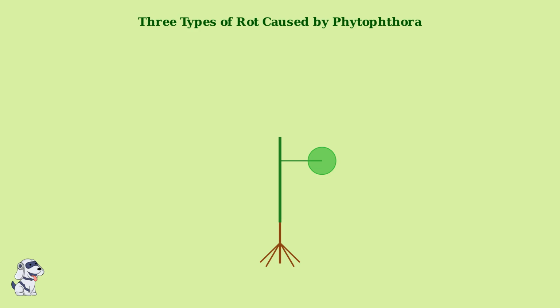Phytophthora can attack cucurbit plants in 3 different ways, causing root rot, stem rot, and fruit rot. Each type of rot has distinct symptoms and can severely damage or kill the plant. Root rot occurs when Phytophthora attacks the root system, causing dark, mushy areas that prevent the plant from absorbing water and nutrients effectively. Stem rot appears as dark, sunken lesions on the stem, often at or near the soil line.